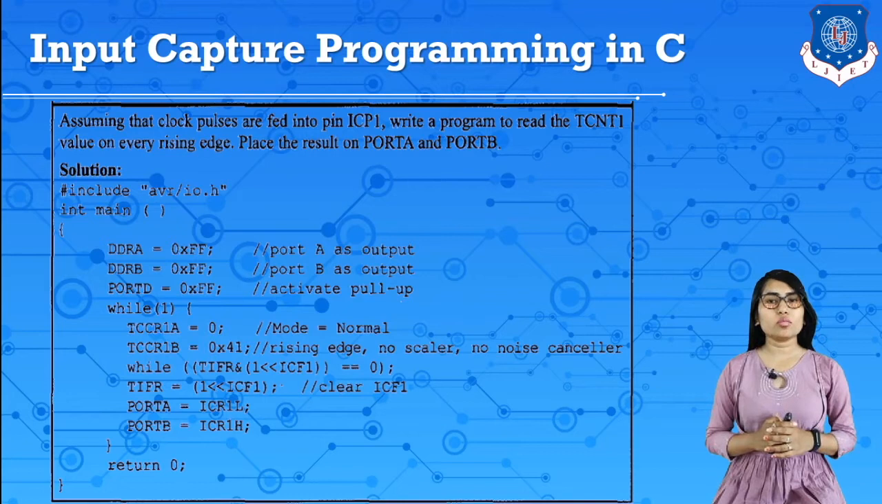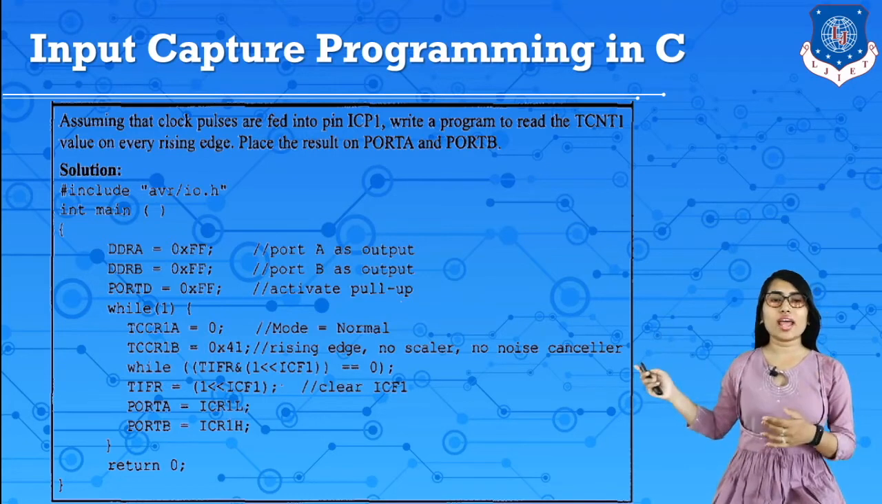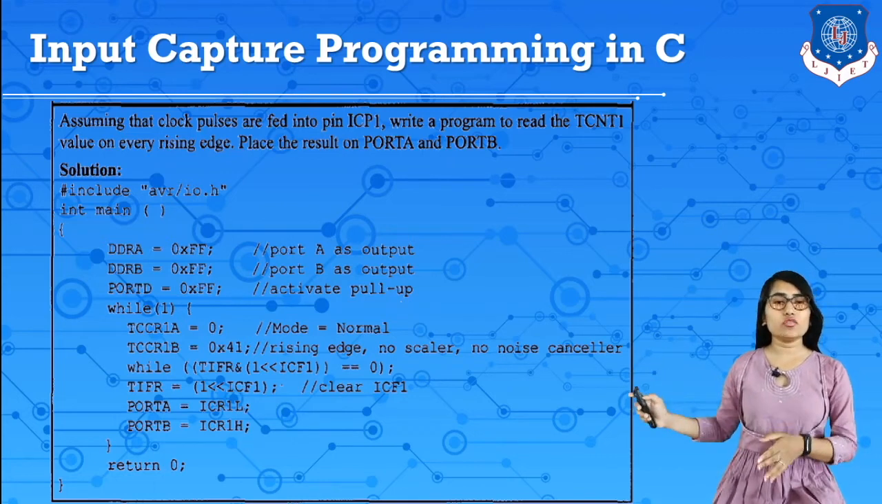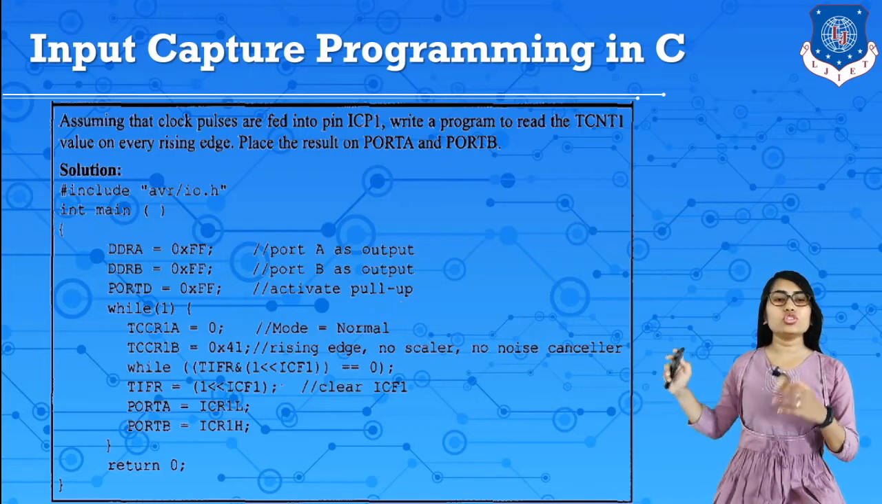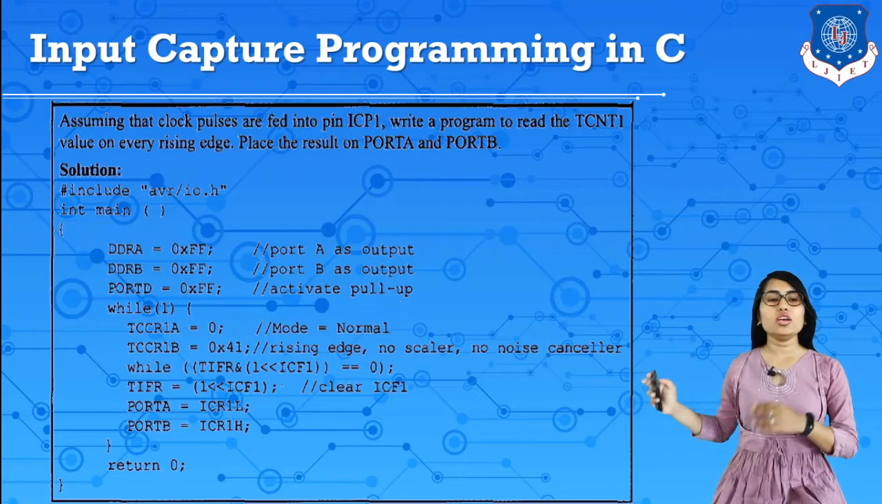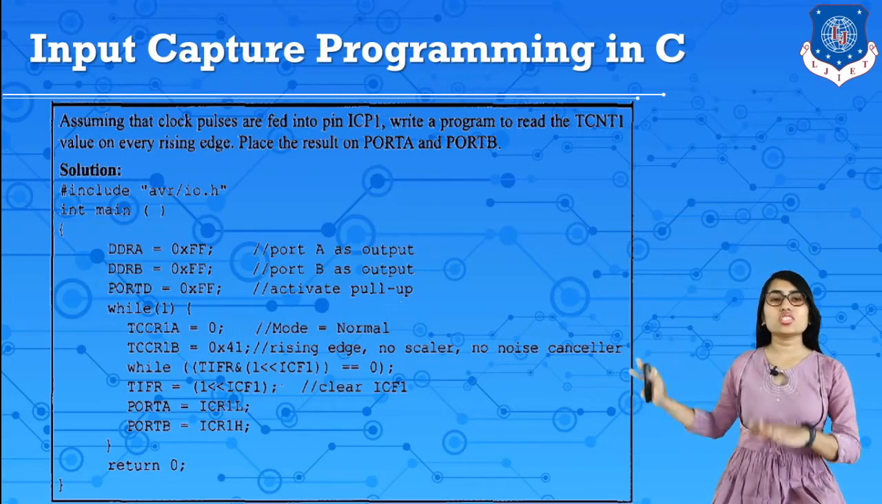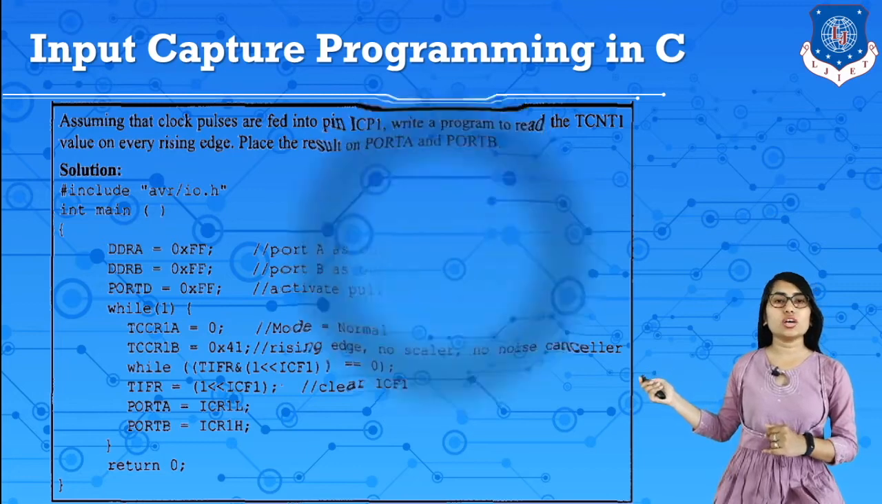Now the same program can be written in C. Make port A and port B as output, D also as output. Now TCCR1A is equal to 0, TCCR1B is equal to 41. Now when ICF1 is equal to 0, check the value of TIFR. If TIFR ICF1 is equal to 1, then clear the flag and copy the values. Port A is equal to ICR1L, port B is equal to ICR1H. So this is how input capture programming can be done in C programming.